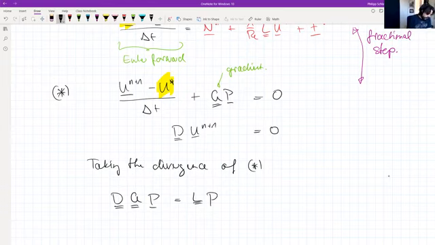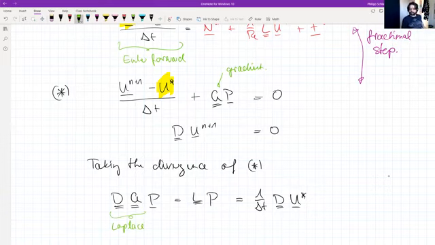Well, that's short for that, L times p, which is then the same as 1 over delta t times du star. So this one is then divergence times gradient. This will be the same as a Laplace operator. So what we see here is that what we have gotten is a pressure Poisson equation.